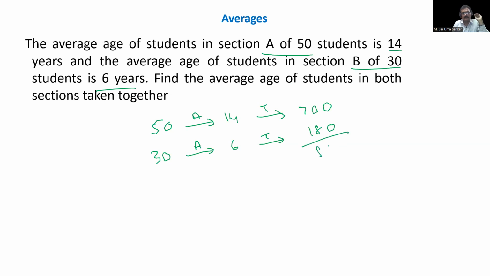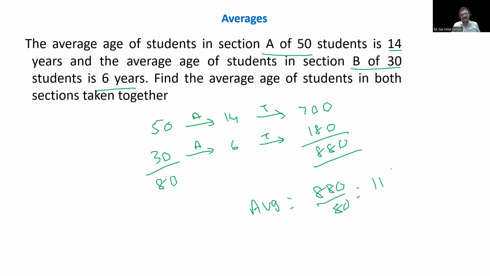What is the total? 880. What is the total members? 80. What we required? Find the average age of students in both sections together. So what is the average? That is equal to 880 by 80. So that is equal to 11, the answer.